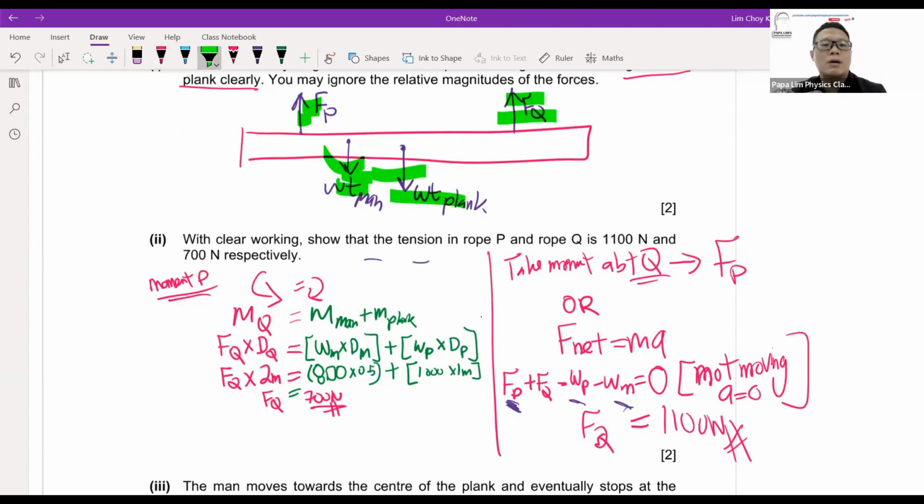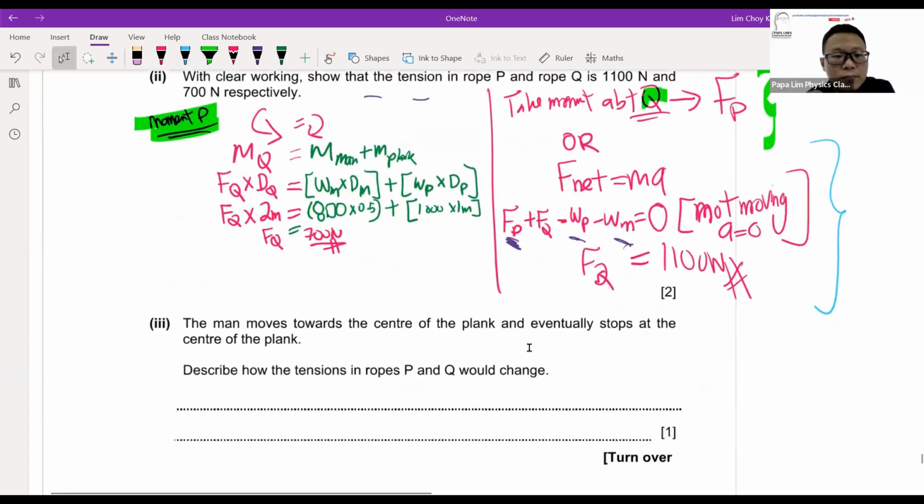Depends on this, I would say that the first approach is always taking moment. The second approach is you can either take moment again, repeat the whole working again for Q. Just now was P, now you take Q. Or you can use Newton's law to substitute to find the subsequent forces. So usually these are quite a standard mathematical approach.